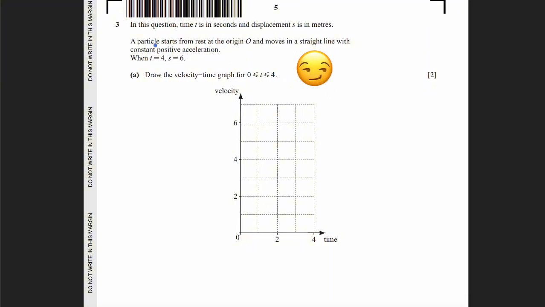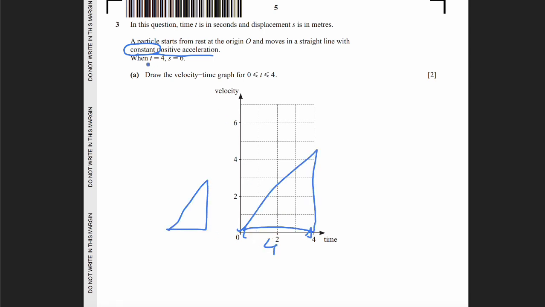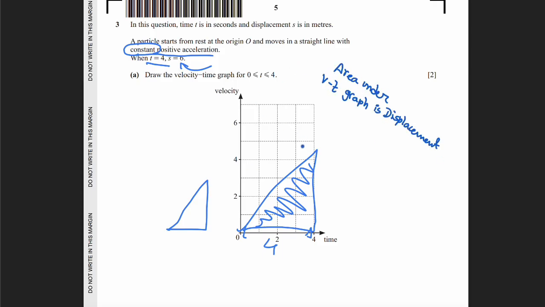Oh, whoa, what do we have here? So we have to be a little cheeky here. The particle moves with a constant acceleration. Constant. That means the velocity will increase at a constant rate. It will be a straight line from 0. Now, we know the base of the triangle that we are going to make. We know that the base is going to be 4 because when t equals 4, the s is 6. Now, how do we find s? S is the area of the triangle. That means we know for a fact that the area under the velocity time graph is the displacement of the particle. So the area under the graph is the total displacement of the particle.